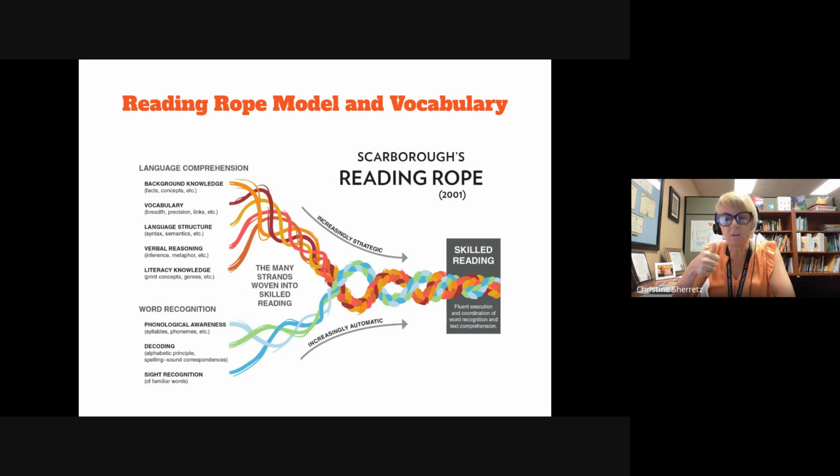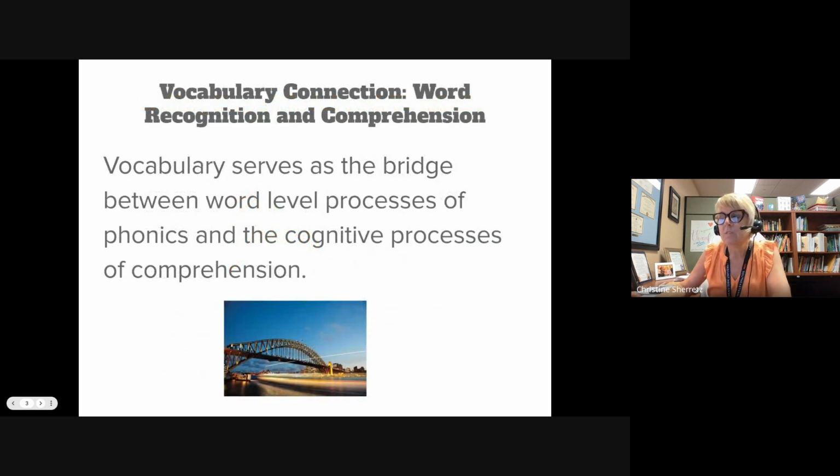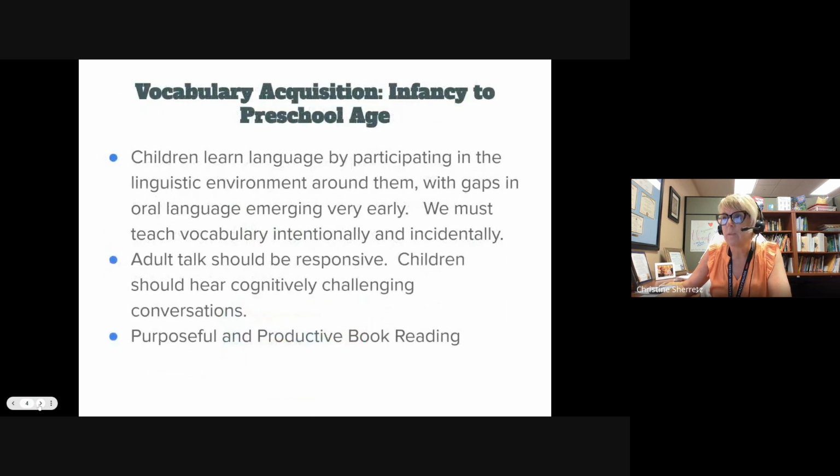So things like background knowledge. Vocabulary is breadth and precision. Are we using the precise word? Language structures, verbal reasoning, and literacy knowledge. So I wanted to show you this to show you that vocabulary is a part of that language comprehension. Vocabulary serves as a bridge between word level processes of phonics and cognitive processes for comprehension. It's critical. So a few things that we need to know about vocabulary.